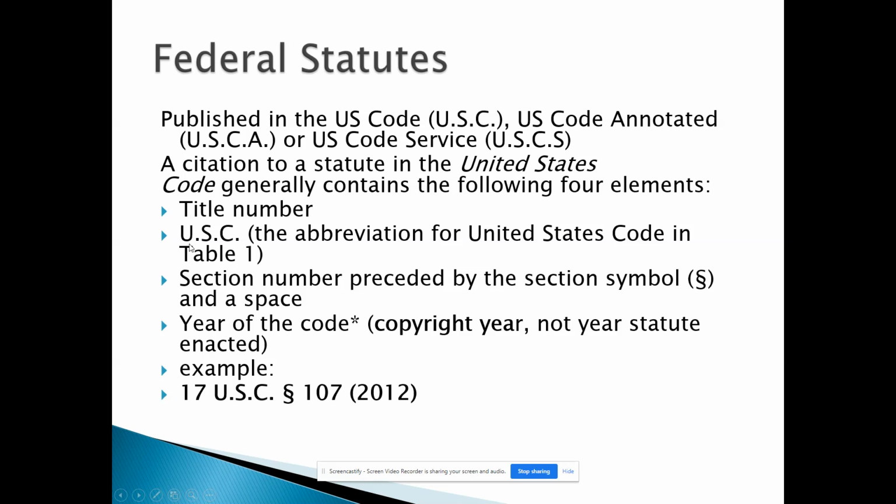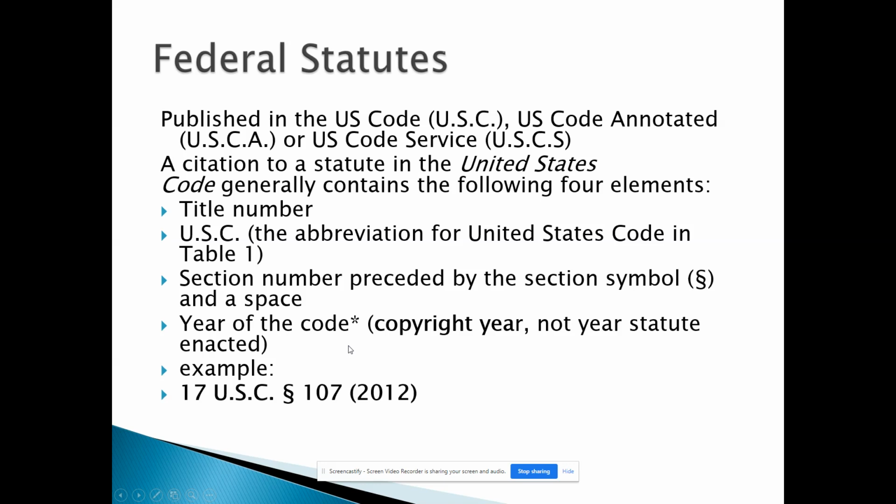So when you're citing to a federal statute, you have your title number, 41, USC, which is the abbreviation for the U.S. Code in Table 1. Then we have the section symbol. If you are on Word, or I think any word processing, it's insert symbol, and then you look for the section symbol, and then you put in the section number. If you can't figure out how to insert the section symbol, just do a lowercase s.